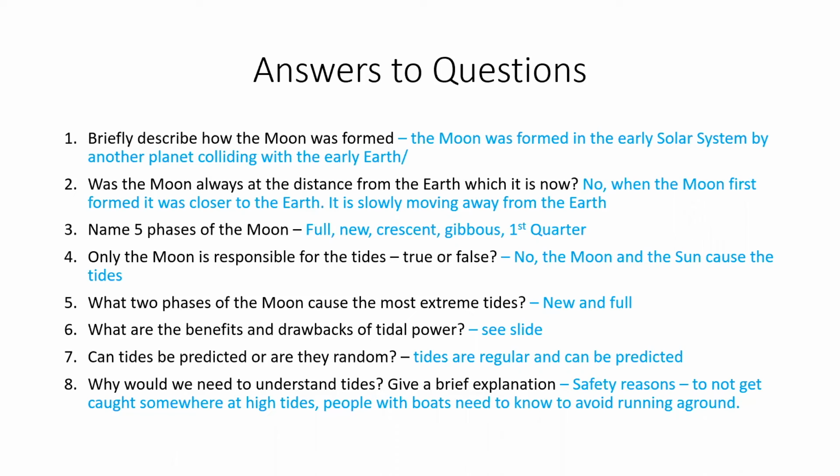Question 8, why would we need to understand tides? Give a brief explanation. Safety reasons mainly. We don't want to get caught somewhere at high tide because you can get cut off. There have been unfortunate incidents where people have been cut off at high tides and drowned, because the difference can be 4 meters. Also, people with boats need to know the tide to avoid running aground and being stranded somewhere.